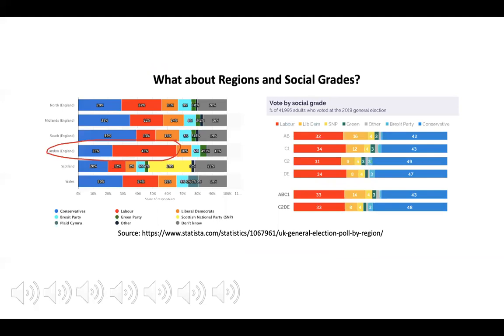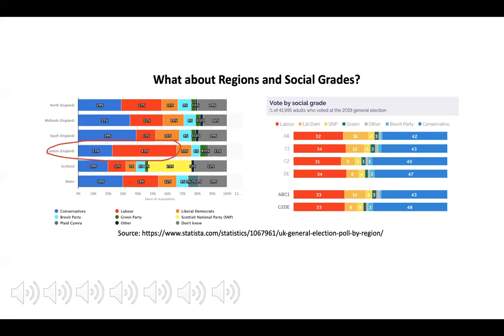And now let's take a look at two other factors which might not be so obvious. One is region, and one is social grade or social class. As we can see from the chart on the left-hand side, region is not a good predictor compared to education or age. But one obvious point can be made about region: those who are in London tend to vote more for the Labour Party.